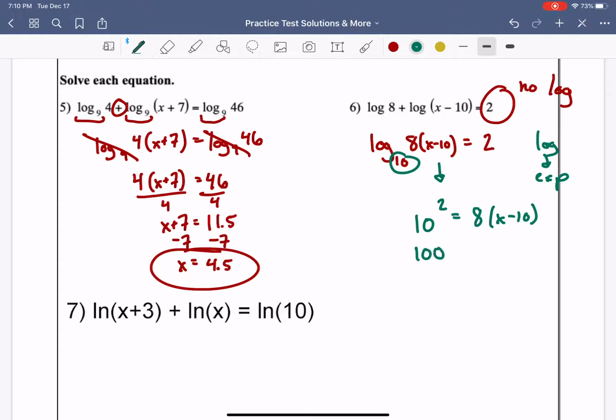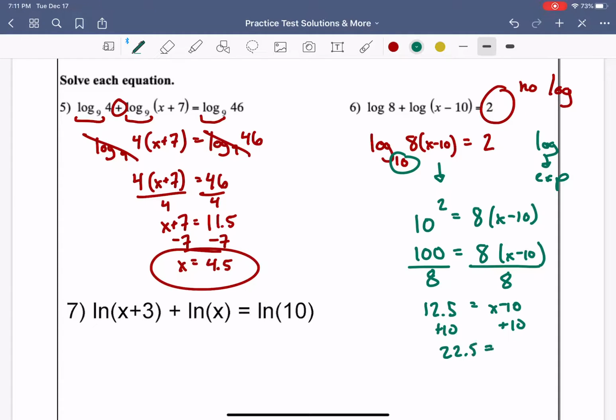We can do the math, you get 100 = 8 times x minus 10, divide both sides by 8, we get 12.5 equals x minus 10, add 10 on both sides, so we get 22.5 equals x, right? Those were kind of simple, right?